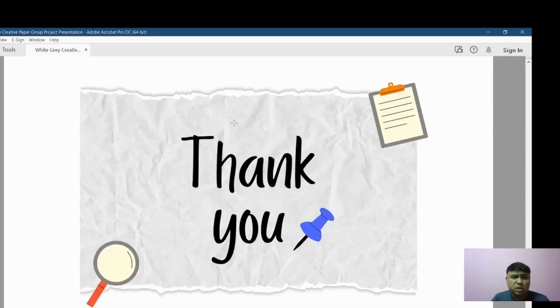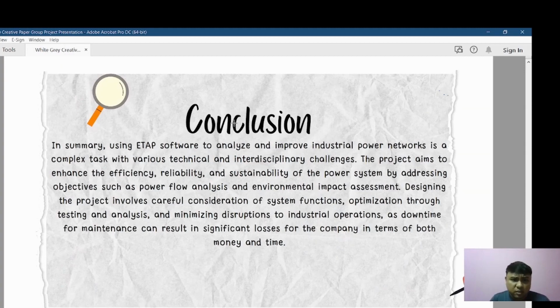From this project, the conclusion is that using ETAP software to analyze and improve an industrial power network is a complex task with various technical and interdisciplinary challenges. The project aims to enhance the efficiency, reliability, and sustainability of the power system by addressing objectives such as power flow analysis and environmental impact assessment. The design project involves careful consideration of system function, optimizing through testing and analyzing, and minimizing disruption to industrial operation, as downtime for maintenance carries a significant loss for the company in terms of both money and time.